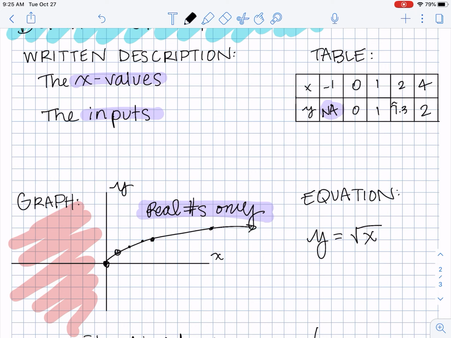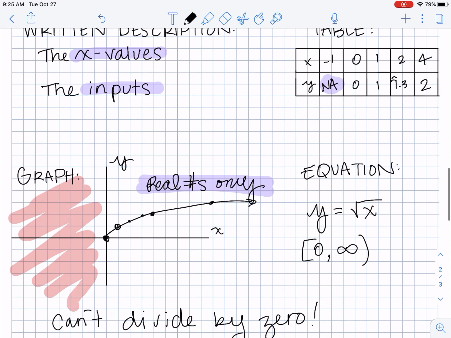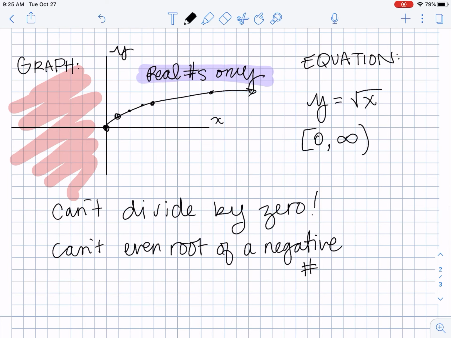So when we talk about the domain for this, we would say we can begin at 0, but we can't go backwards, no negative numbers, and we can continue on infinitely. When we think about values in the domain, we can only think about things that we are allowed to plug in, nothing that breaks any math rules. So we can't divide by 0, and we can't take the even root of a negative number. We could take the cube root of a negative number. The cube root of -1 is -1 because -1 times -1 times -1 is -1.